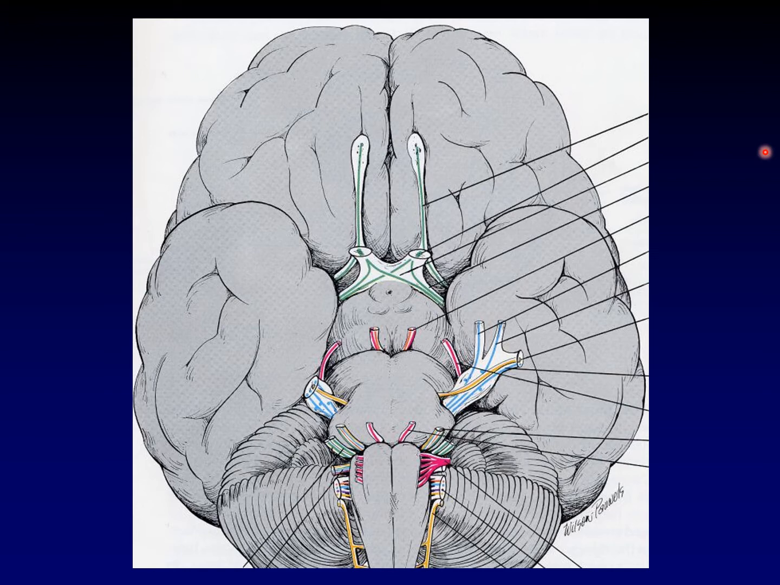It does a good job of showing each of the cranial nerves, 1, 2, 3, 4, 5, 6, 7, 8, 9, 10, 11, and 12, all laid out very nicely on a single image.